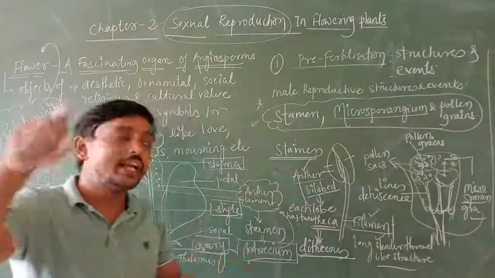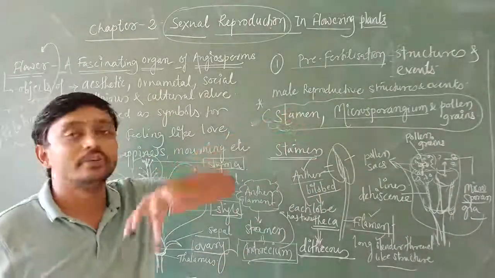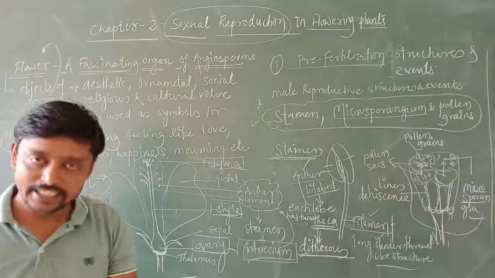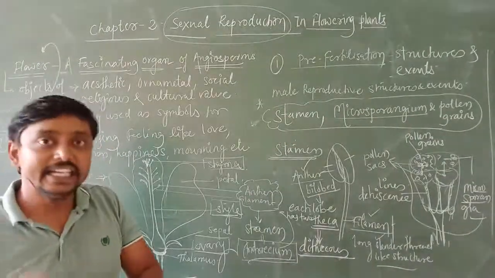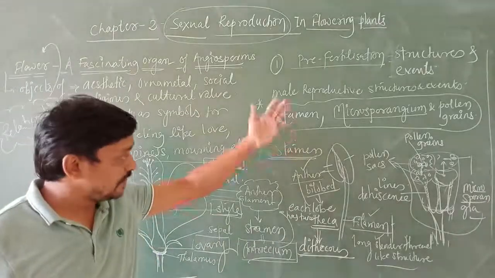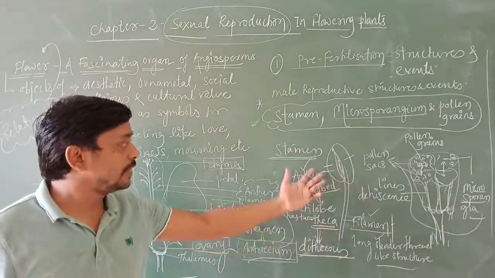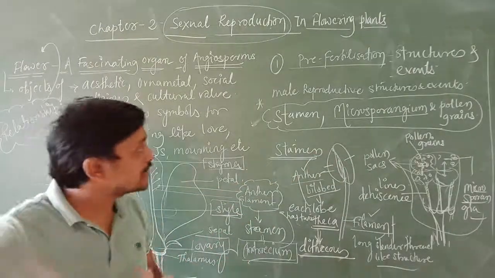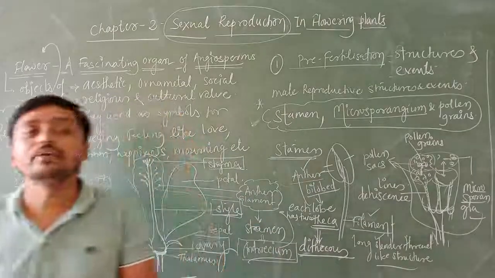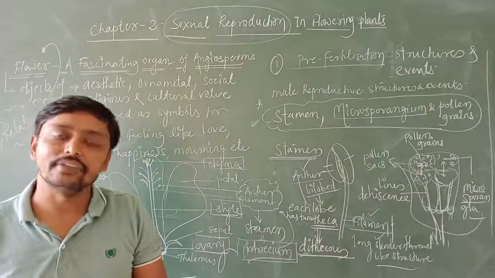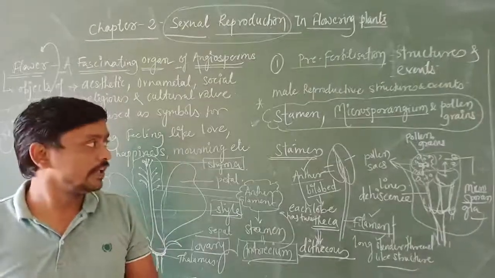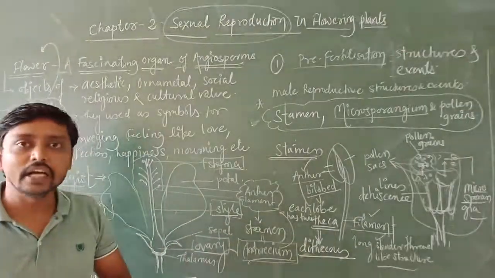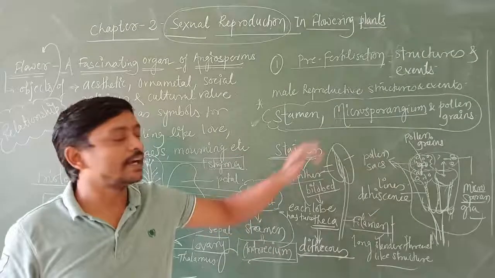In that, we are now studying the male reproductive part: stamen, microsporangium, and pollen grains. So far we have studied in detail the structure of stamen, which consists of filament and anther, and then the section of anther. Okay, in the next class we are going to study the microsporangium and pollen grains. So with this I am going to stop here. Thank you all. We will continue with the next class, microsporangium.